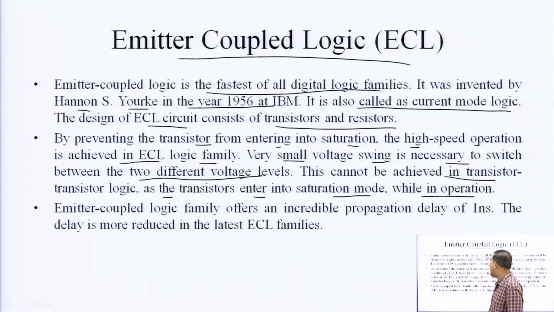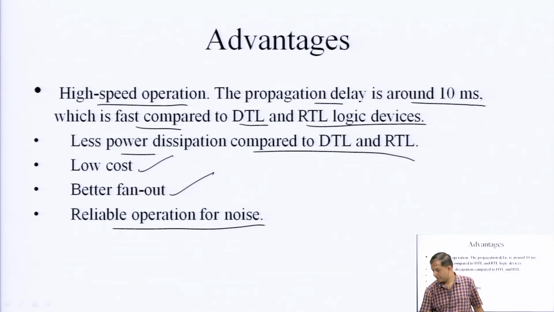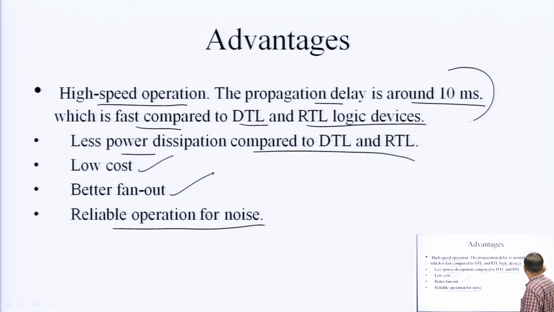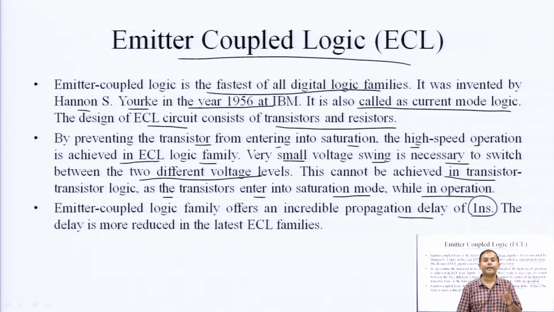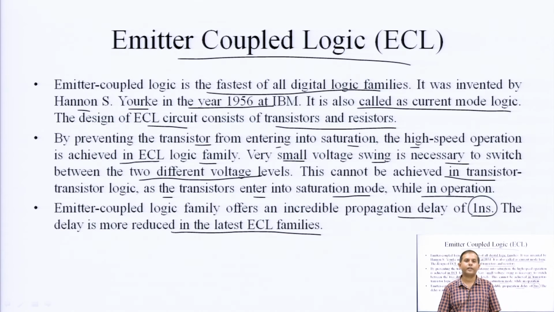Emitter coupled logic family offers an incredible propagation delay of 1 nanosecond. Previously it was 10 nanoseconds, but ECL is performing with 1 nanosecond. This is faster, right. The delay is further reduced in the latest ECL families. Once it comes with new versions of ECLs, delay is reduced more.